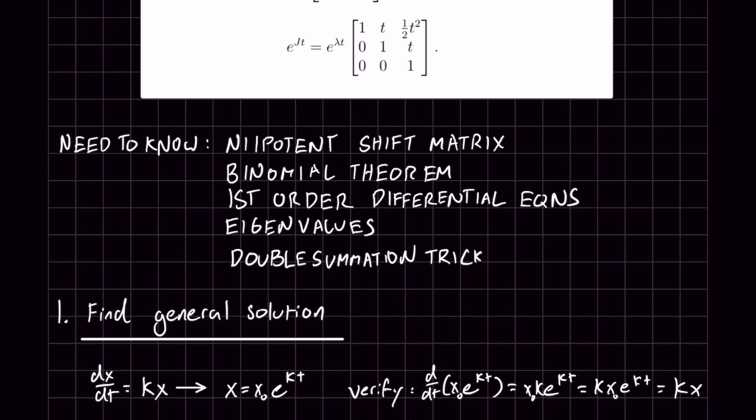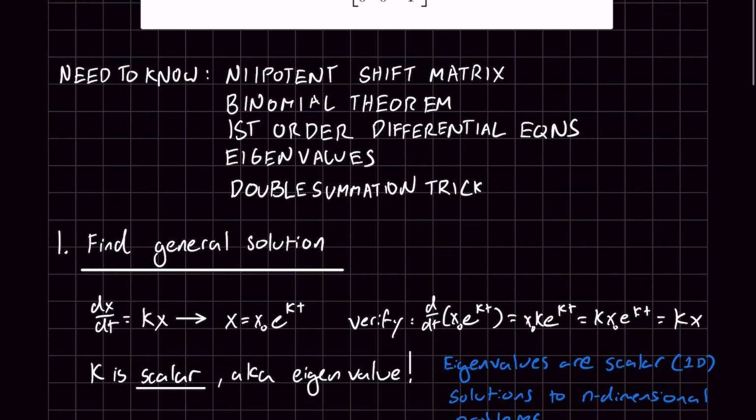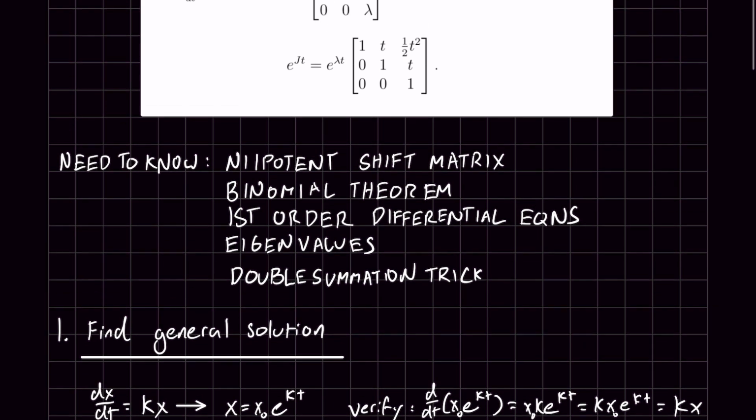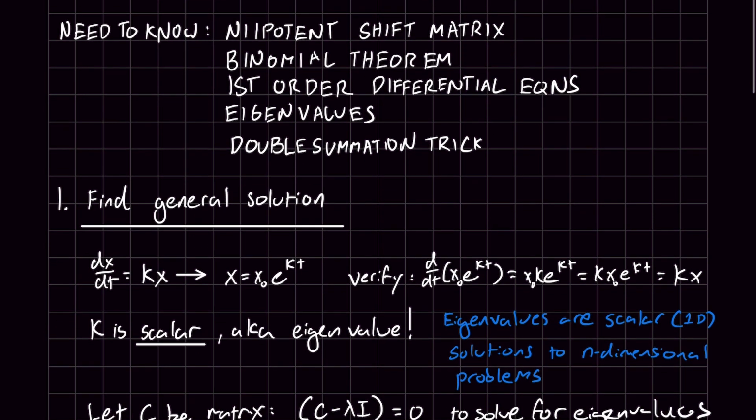You'll want to know first order differential equations, which I hope you know if you're trying to actually watch about this problem. You'll need to know what eigenvalues are. Just as general knowledge, you don't have to actually know what they are for this problem, but it's good to know why they exist for this problem. And you'll need to also know what the double summation trick is. I'll get into all of these later, but this is, again, just for reference if you want to look these up later. So, how do you find the solution to this problem?